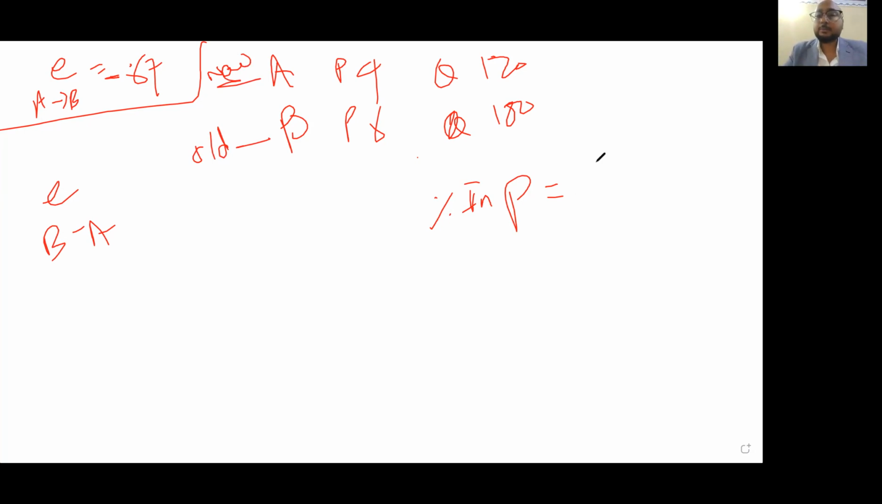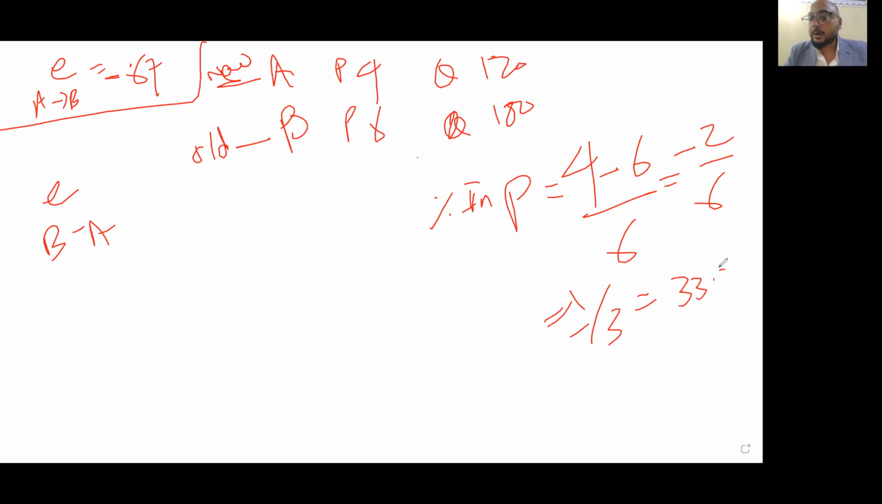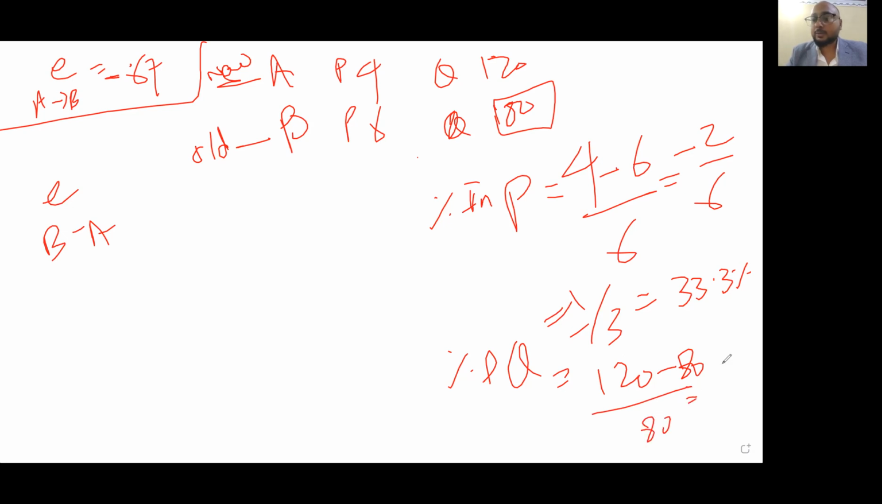Change in price. Price is now 4 minus 6 divided by 6. What is the answer here? Minus 2 by 6, 1 by 3, or 33.3%. What is the percentage change in quantity? The new quantity is 120, old quantity 80, so 120 minus 80 divided by 80, which is 40 divided by 80. The answer is 1 by 2 or 50%.